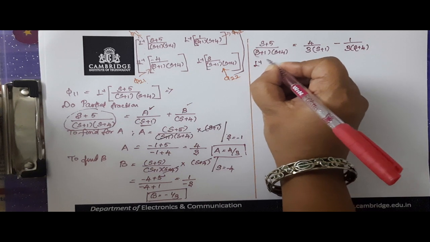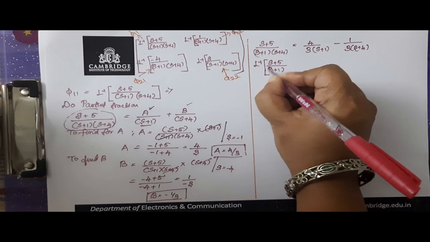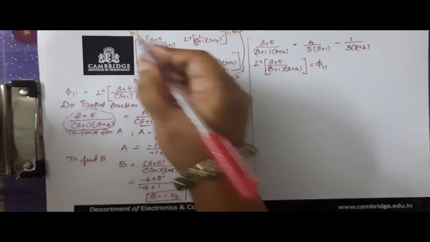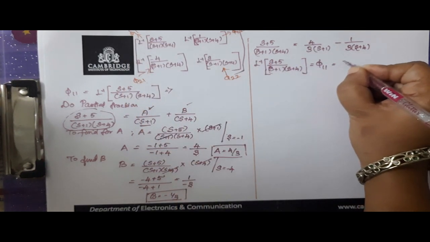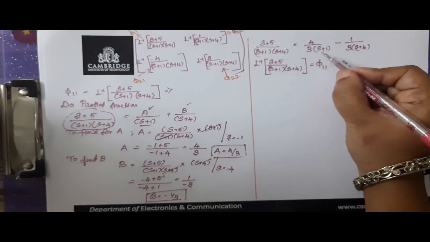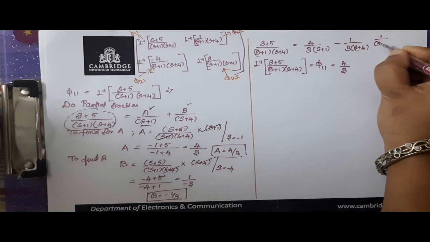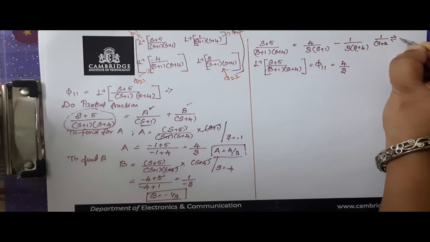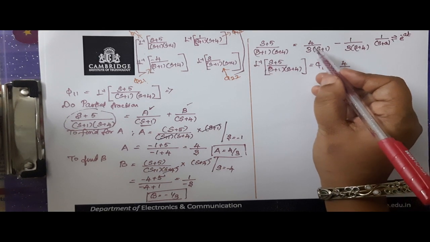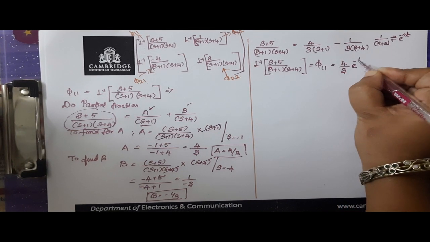Now let us take the inverse Laplace transform, L inverse of (s plus 5) divided by (s plus 1) into (s plus 4), and this is nothing but phi 1 1, which is given by 4 by 3 of L inverse of 1 by (s plus 1). We know the Laplace transform equality: 1 by (s plus a) is given by e to the power of minus at. Therefore, for 1 by (s plus 1), a is 1 in this case. So we get e to the power of minus t.